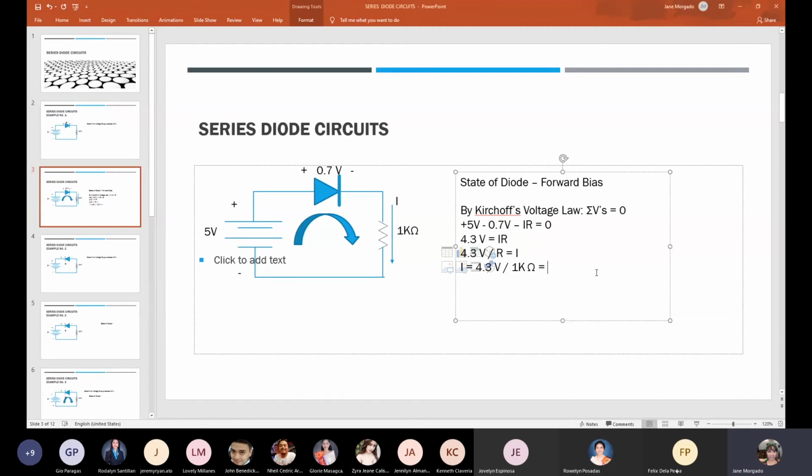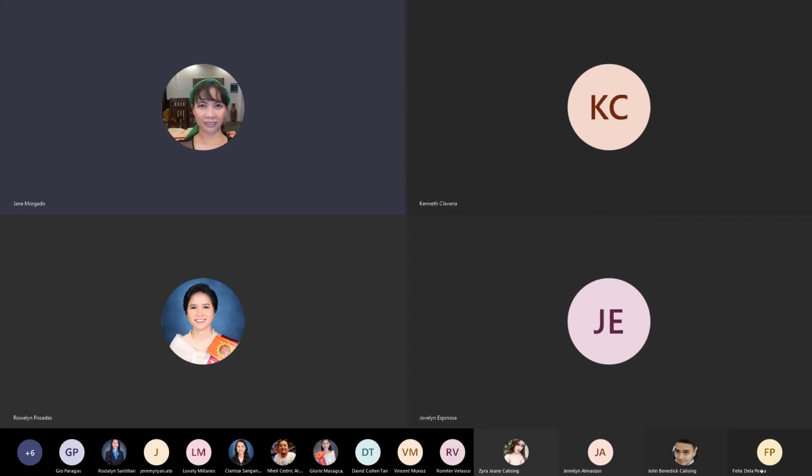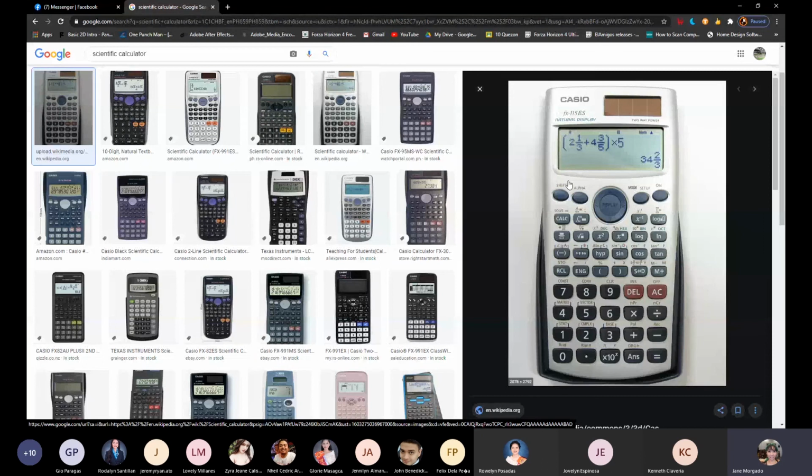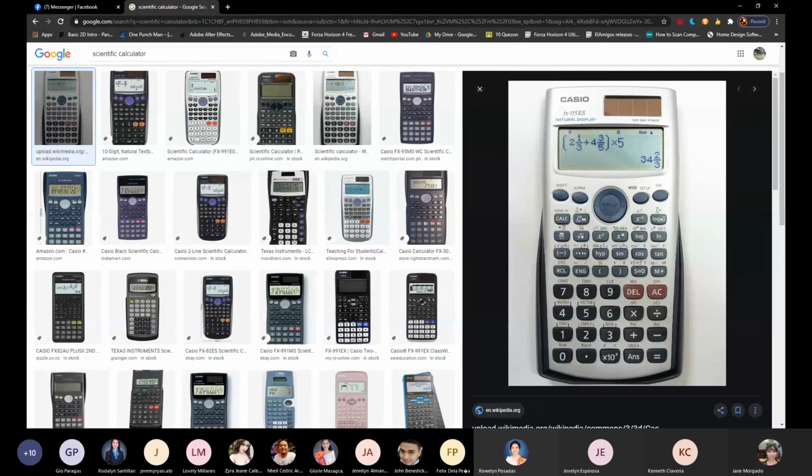What's the answer, please? Ano po yun? Sige, unshare natin yung ano. Okay, so ano ba itsura niya? Ayan, nakita niyo na? Ito o, eng. Pindutin niyo lang yan, kung ganito yung calculator niyo. Tama ba? Sasabihin niyo pa.